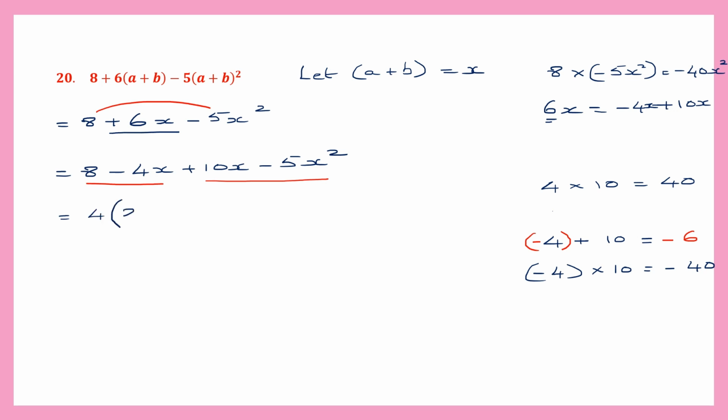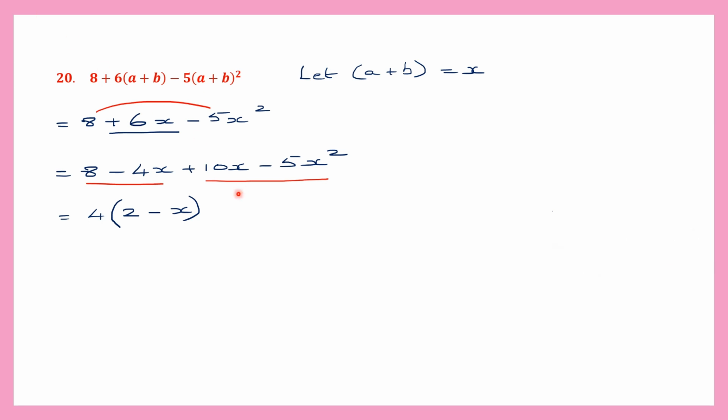Now 4 into 2 is 8, minus, we already have 4 here. So we only have to write this x. 2 minus x. So let's write that x here. 2 minus x. Let's go to the next one. 10x minus 5x squared. Here 10 and 5 are both divisible by 5. So we can take that 5 out. So here let's take plus 5. And then what else is common? There is 1x here and x squared here. So we can take an x also out.